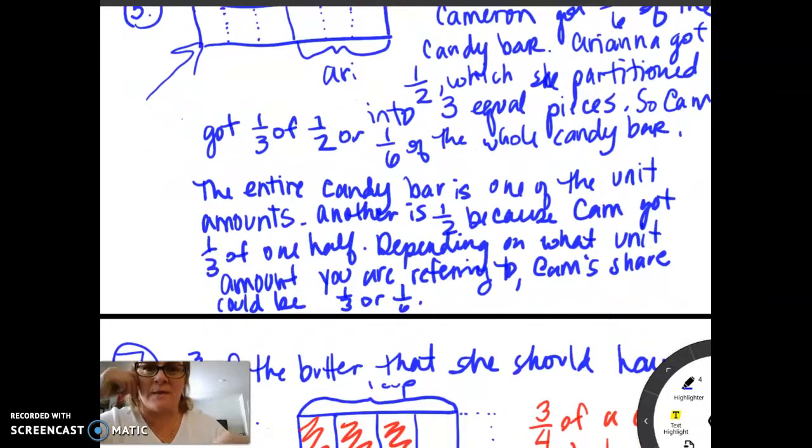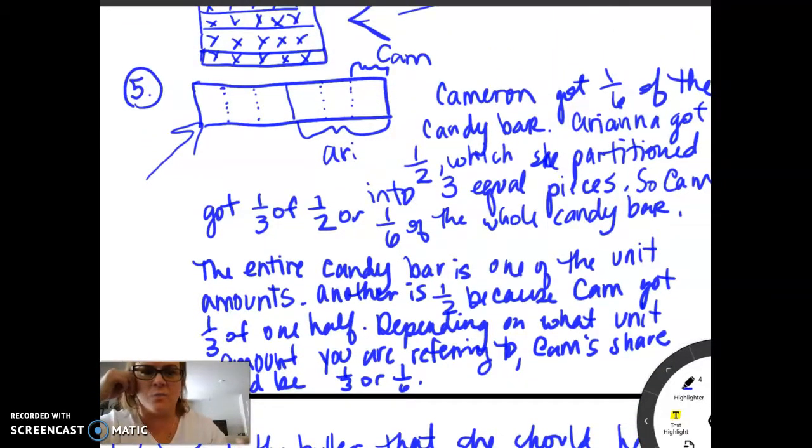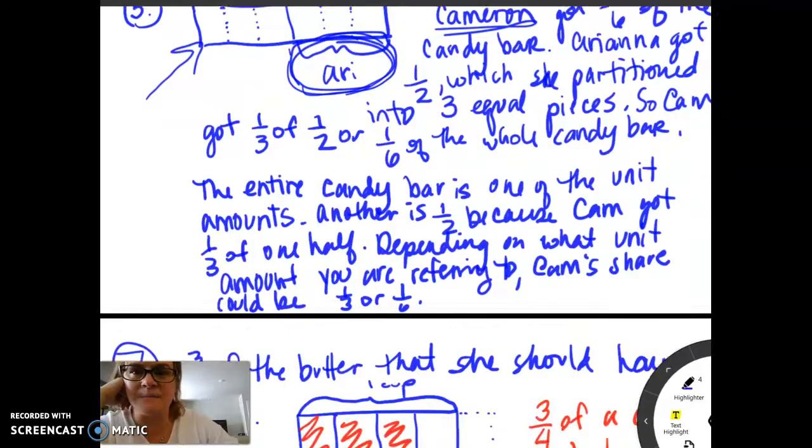So let's talk about part B. The entire candy bar is one of the unit amounts, or one of our wholes. But another is this half that Ariana got, because Cameron got a third of that half. And so in this case, the half that Ariana has is now the whole, or the unit amount that we're referring to. So depending on what unit amount you're referring to, Cameron's share of the candy bar could be looked at as 1/3 or 1/6.